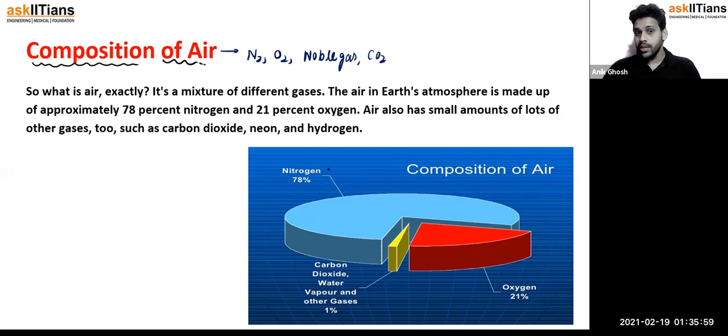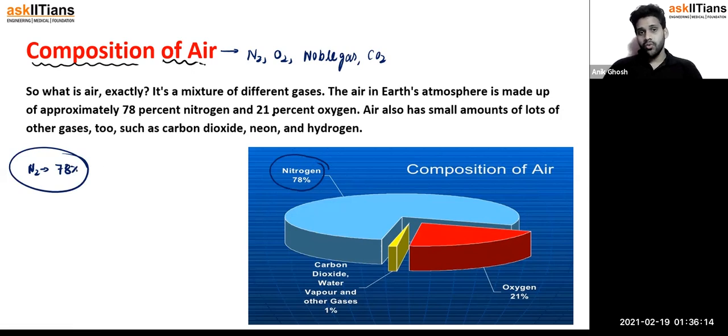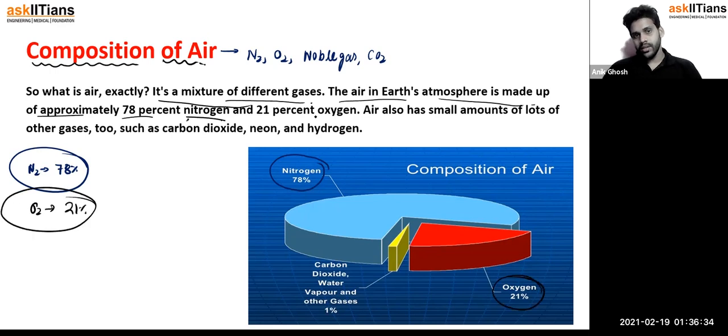As you can see, the nitrogen is present up to 78%. Yes, you got it right. So nitrogen is the most abundant gas inside the air. It's a mixture of different gases, and the air in the earth's atmosphere is made up of approximately 78% nitrogen. And what else you can see, the second most important thing is oxygen, a major constituent, 21%. You can see 21% of oxygen.